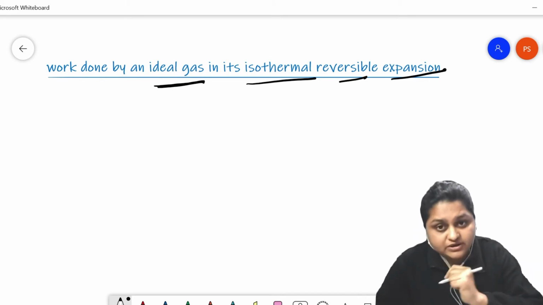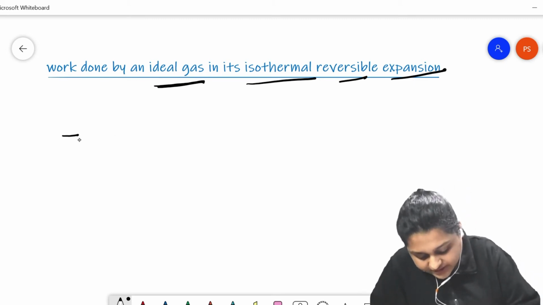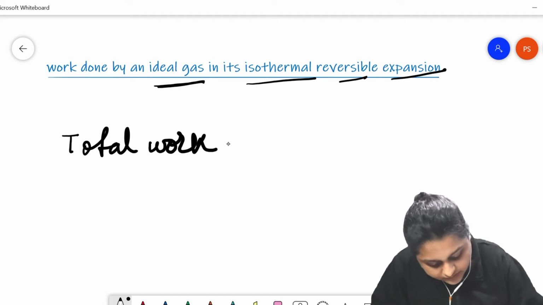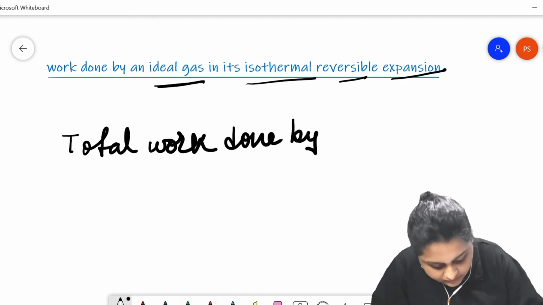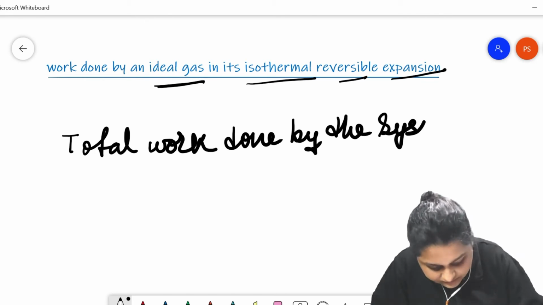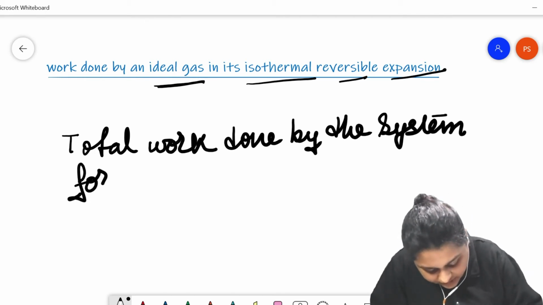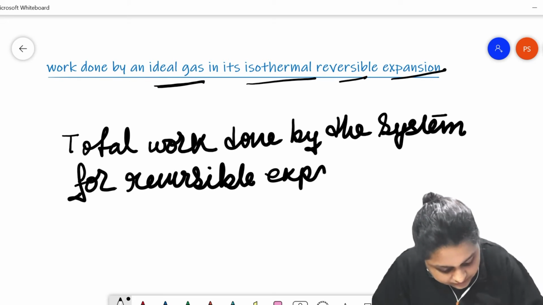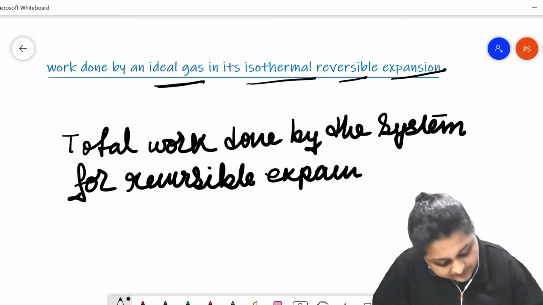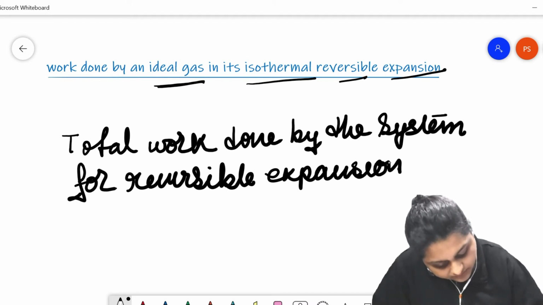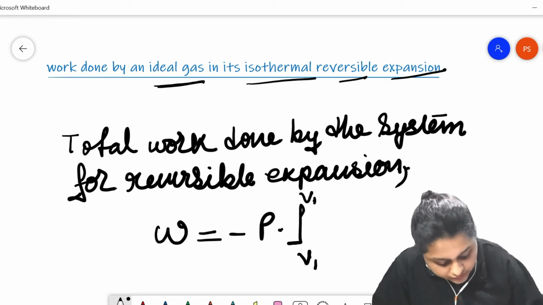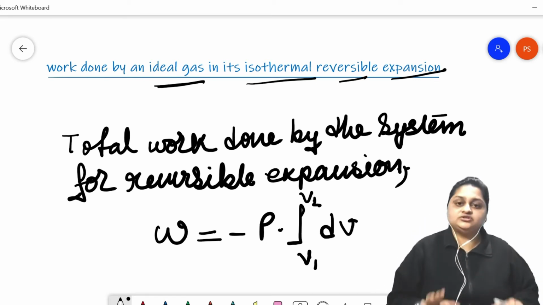Now for the reversible expansion, the work done by the system, the total work done by the system for a reversible expansion or reversible process, was W equals minus of the pressure of the gas into the integration from V1 to V2 of dV. This is the expression that we had just studied.